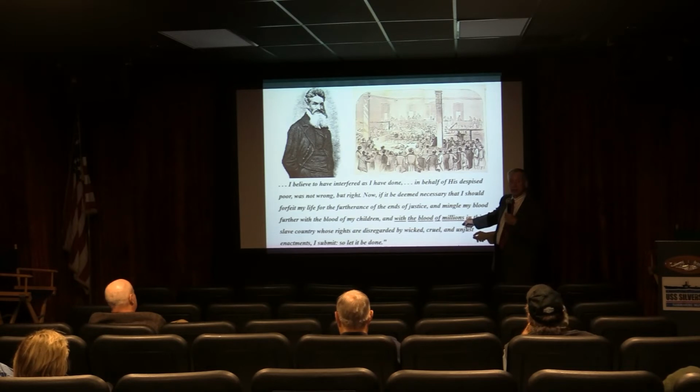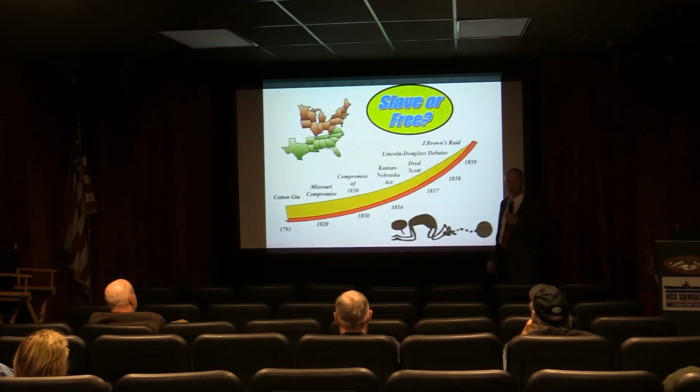In 1859, John Brown hanged. The country was now ready for a spark. All the tinder was in place. All the flammables were arrayed. All the people were standing ready. And the spark would come with the presidential election of 1860.